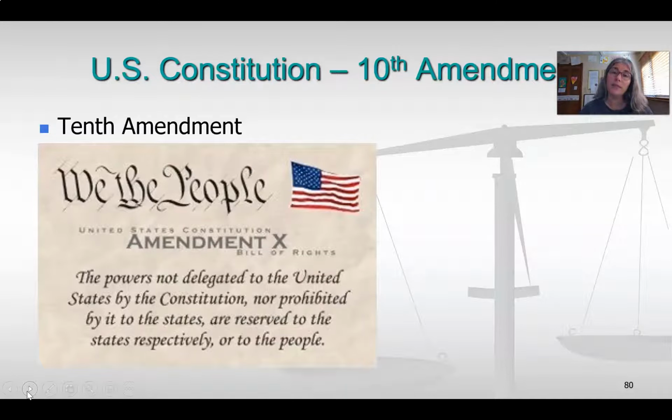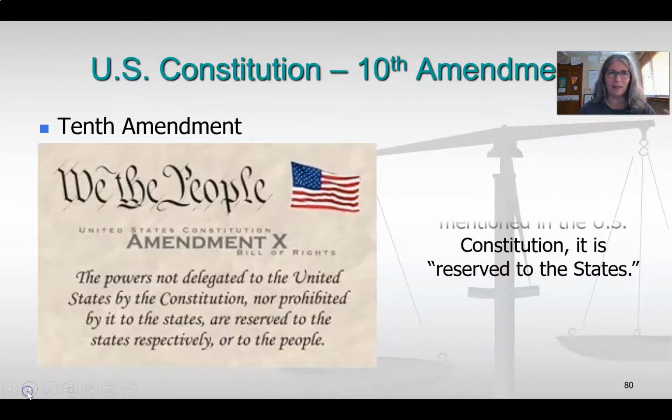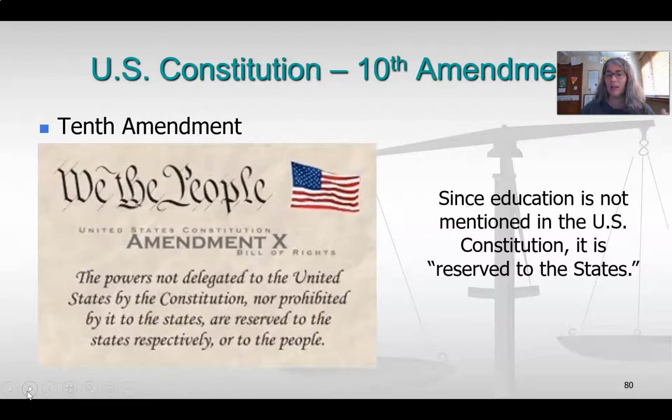If you're not familiar with the 10th Amendment, you can see it down below. It's about the powers not delegated to the United States by the Constitution, nor prohibited by it to the states, are reserved to the states respectively or to the people. So if you're thinking, what does that exactly mean? Basically, it means since education is not mentioned in the U.S. Constitution, it must be reserved for the states. It must be a state responsibility.